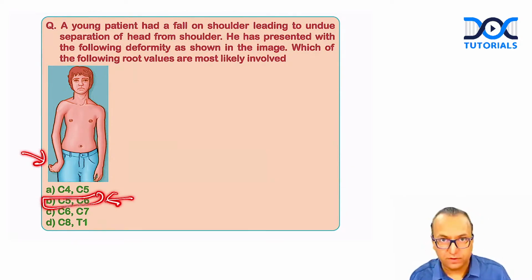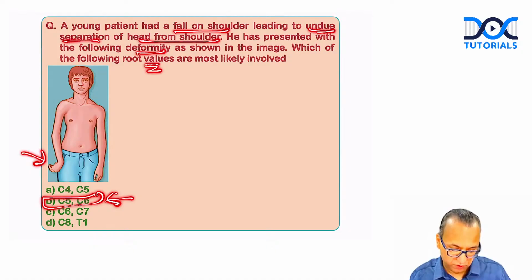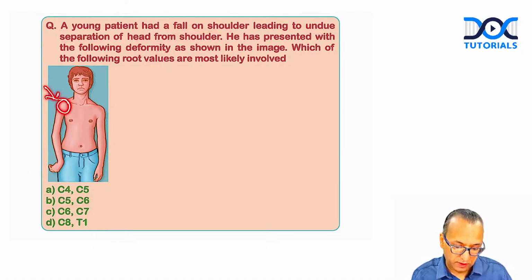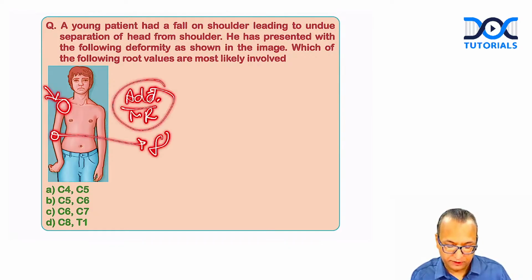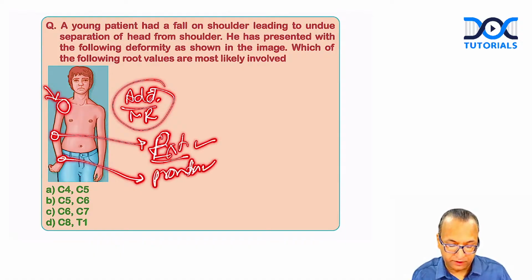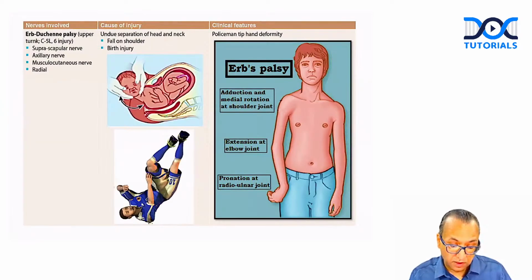Erb's palsy, C5-C6. Running out of time, so I have to go quick. Fall on shoulder, undue separation of head and shoulder, deformity. So Erb's palsy, shoulder cannot do abduction, so it is in adduction deformity, in medial rotation deformity. Elbow cannot do flexion, so it is in extension deformity. And there is pronation deformity. So extension deformity, pronation deformity, all that. Undue separation of head and shoulder can happen if fallen on shoulder like this.